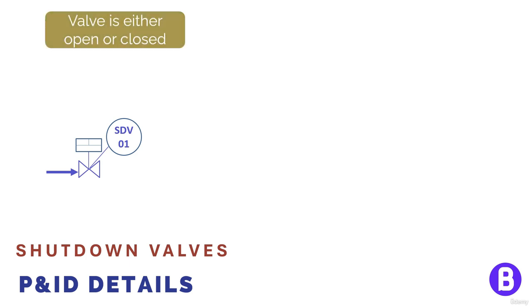As we have talked about valves being used as a control element that can adjust the process parameters by changing their opening, let's talk about on-off valves or shutdown valves. Here, we are not talking about a valve with a specific opening, but rather a valve that is either fully open or fully closed.